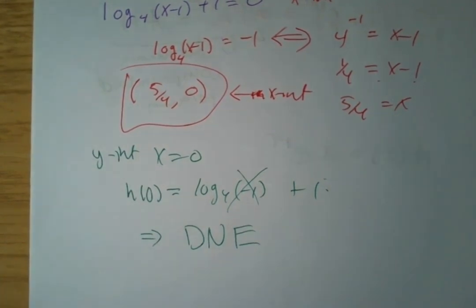Okay, and that's how we go about finding domain, range, and x and y intercepts if they exist, which we see in some cases they will not.